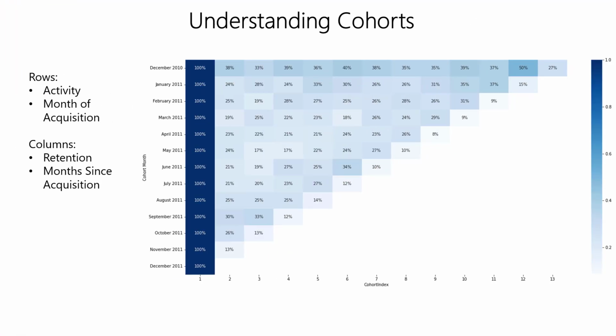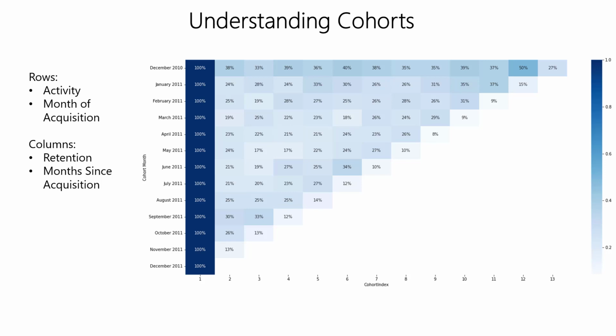So usually what we do to visualize a cohort and understand this is create a pivot table. But there are a few extra steps to get here. But this essentially is a heat map of a pivot table that we're going to create. The rows are the activity. The month of acquisition is also given there. Then on our columns, we have our retention, which is the month since acquisition.